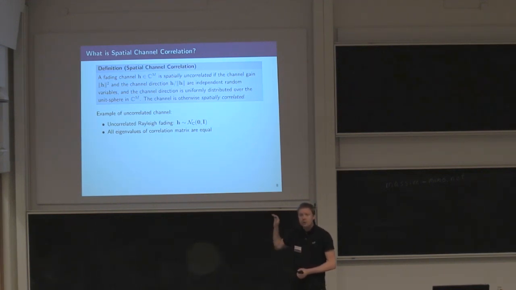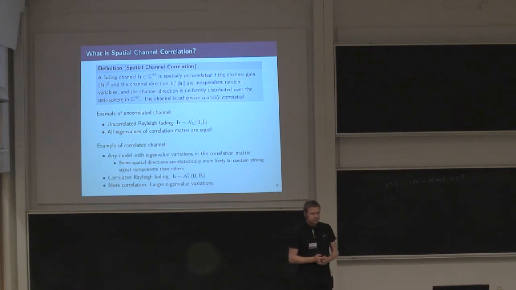You can probably come up with some other example where you have the same main properties, zero mean and a correlation matrix being identity, and maybe something that's non-Gaussian. But apart from that, these are the cases where you get uncorrelated fading.